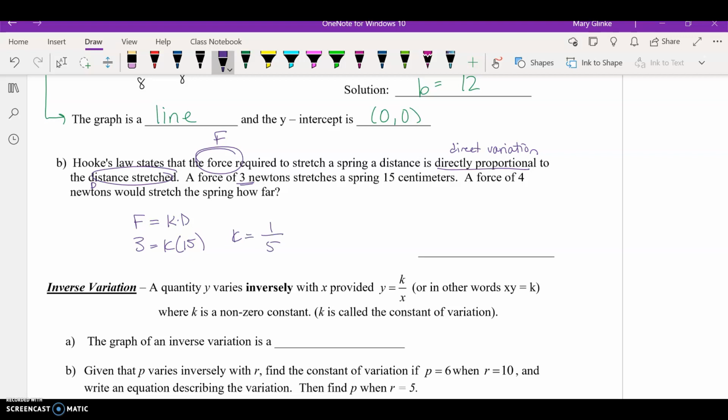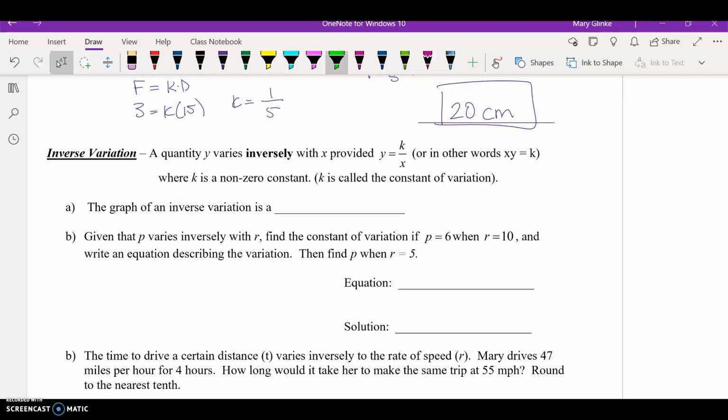So now we're going to use the force of 4 newtons with our constant of 1/5 to find the distance. And so multiplying by 5, we would see that the distance would be 20, and I think our units are centimeters for this one. So that's direct variation, where one is equal to a constant times the other.